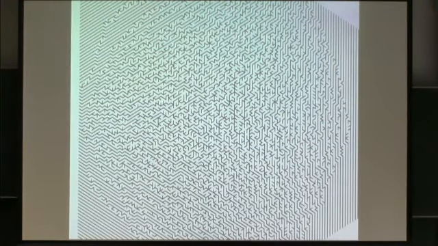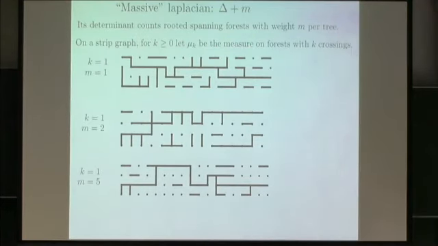It's really quite interesting. Well, okay, so just to finish up, I wanted to show you some new simulations. We can also do the same with a massive Laplacian. So we take the Laplacian and add a positive constant m, called the mass. So now the determinant of this new operator, Laplacian plus m, in the standard case, counts rooted spanning forests with weight m per tree. So rather than counting trees, now we're counting forests, where each component has a chosen root, and you get weight m per component, right? And so we can ask the same question if we have a strip graph.